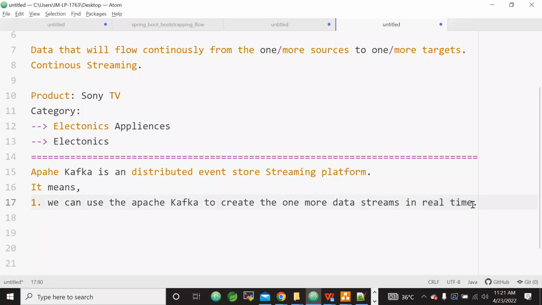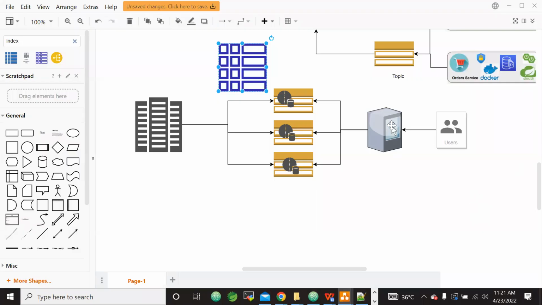That is the meaning of real time. We can use Apache Kafka to create the data streams. Apache Kafka will create the data into these topics in real time, meaning every minute, every second, it will keep dumping the data to these topics.